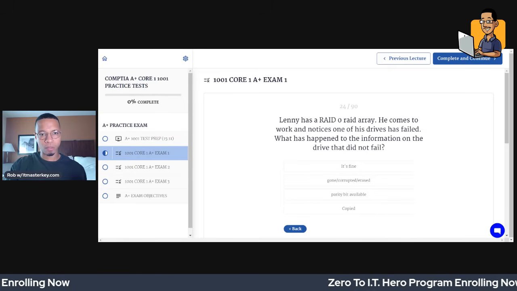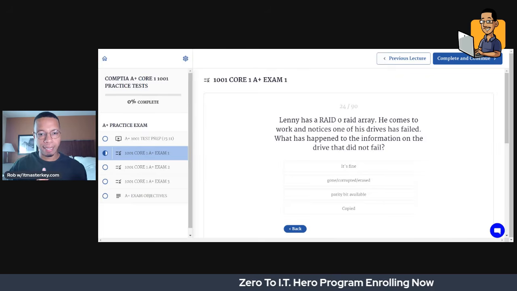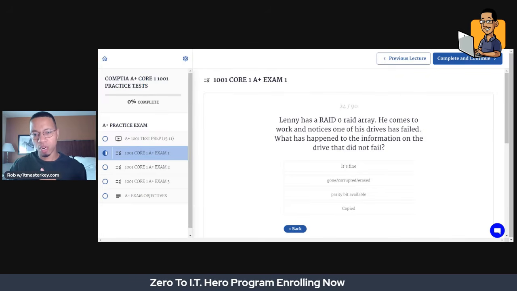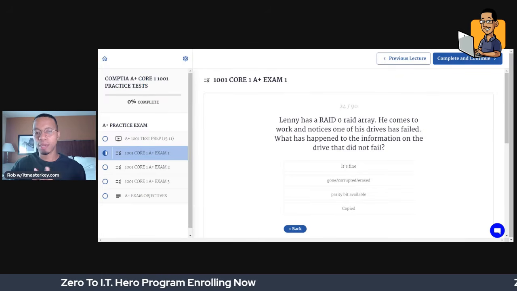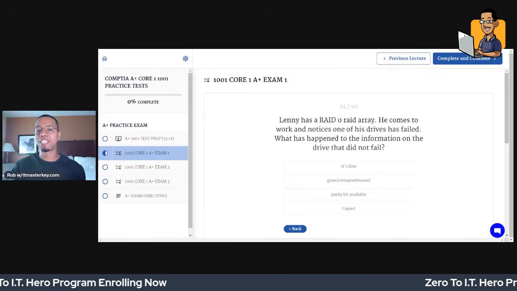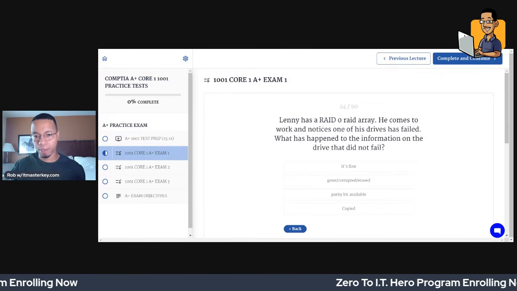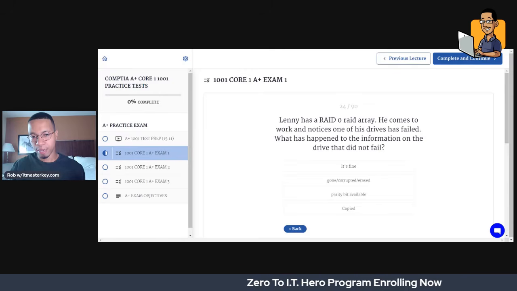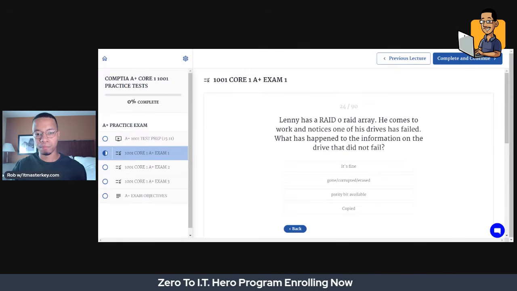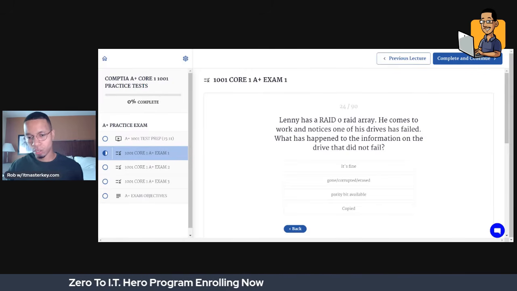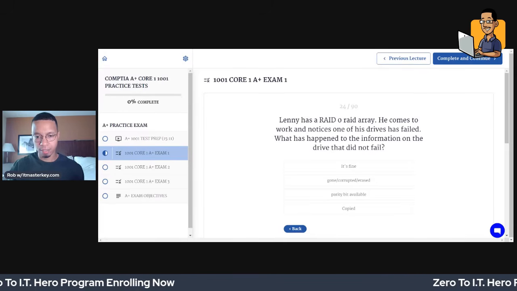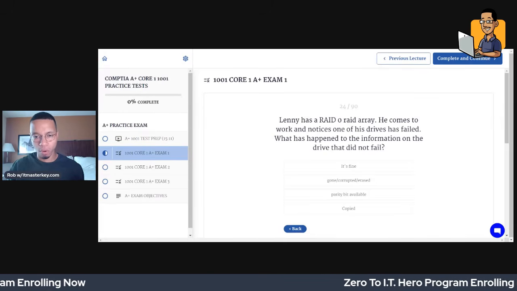Okay, we're almost 30 minutes in. All right, so Lenny has a RAID 0 array. He comes to work and notices one of his drives has failed. What has happened to the information on the drive that did not fail? It's fine, gone, corrupted, erased, parity bit is available, or it copied.